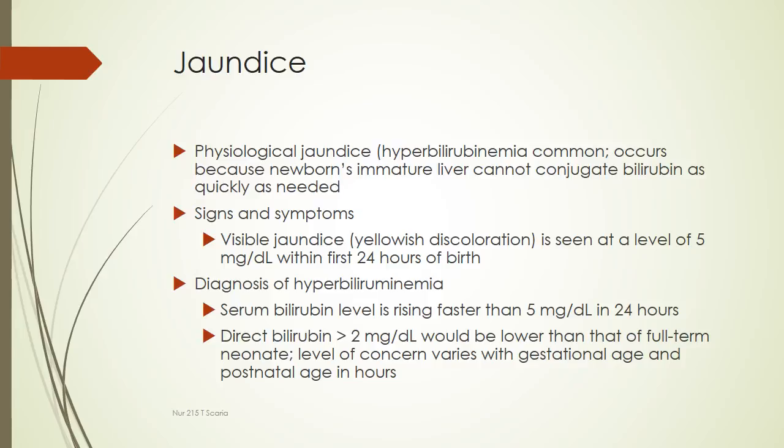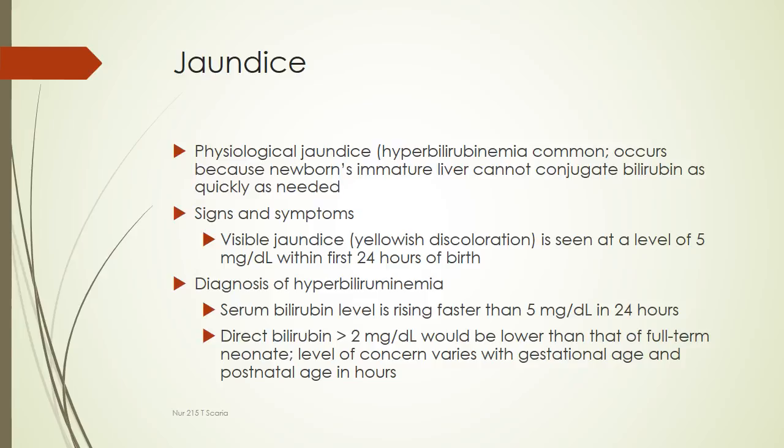The next topic is jaundice. Physiologic jaundice, otherwise known as hyperbilirubinemia, occurs because the newborn's immature liver cannot conjugate bilirubin as quickly as needed. The signs and symptoms are visible jaundice, which is yellowish discoloration, seen at a level of 5 mg per deciliter within the first 24 hours of birth.